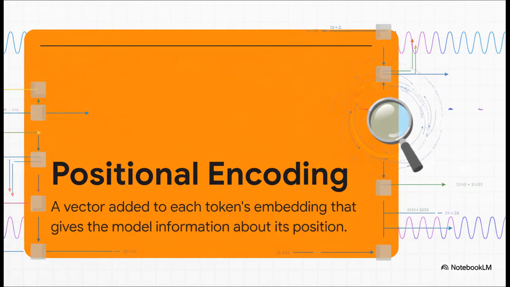So how do we fix this? The solution is really clever. It's a mathematical hack called positional encoding. Here's what happens. Before we do any of that Q, K, V stuff, we take our original word embedding and we literally just add another vector to it. This new vector has nothing to do with the word's meaning. Its only job is to encode information about that word's position. Is it the first word, the second, the 10th?